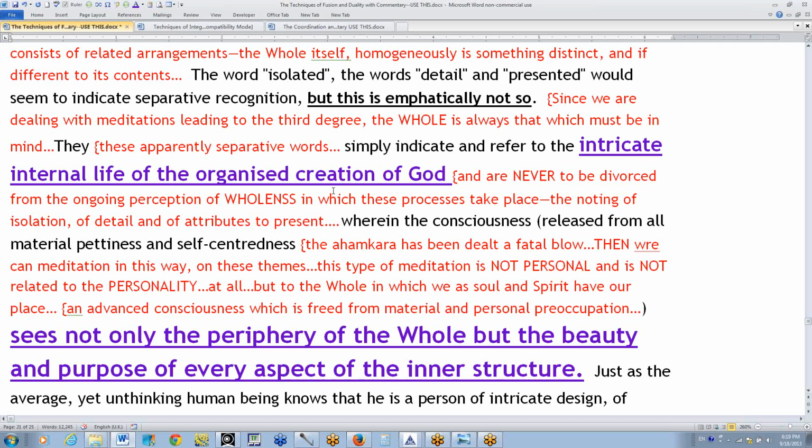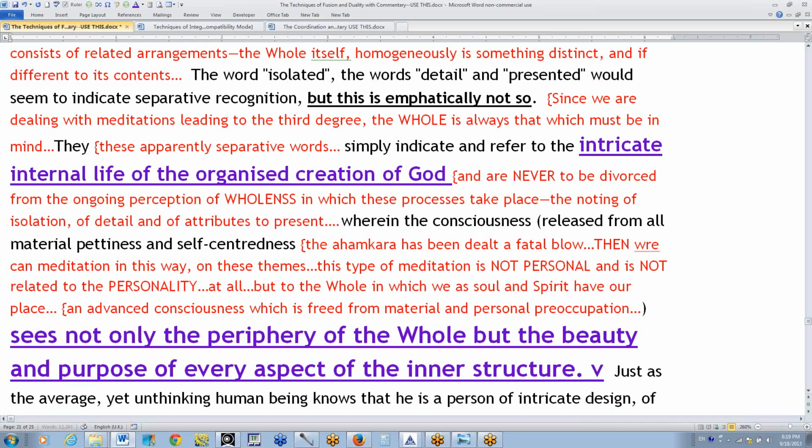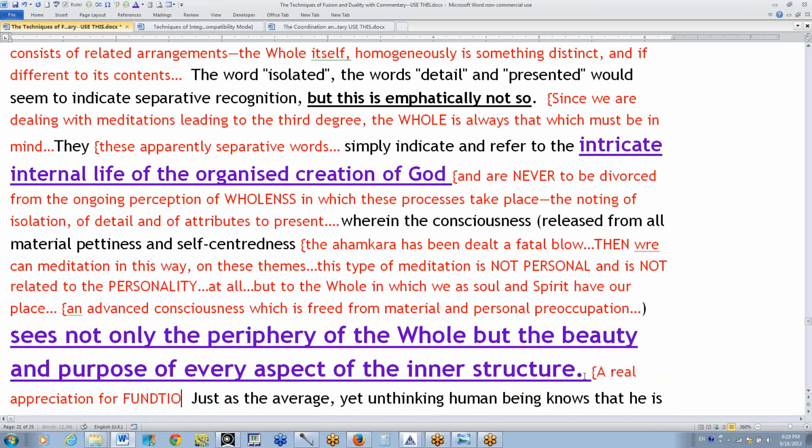So in all these cases, there is seen not only the periphery of the whole, but the beauty and purpose of every aspect of the inner structure. See, a real appreciation, we say, for function of every part, and a realization of the beauty of that function.